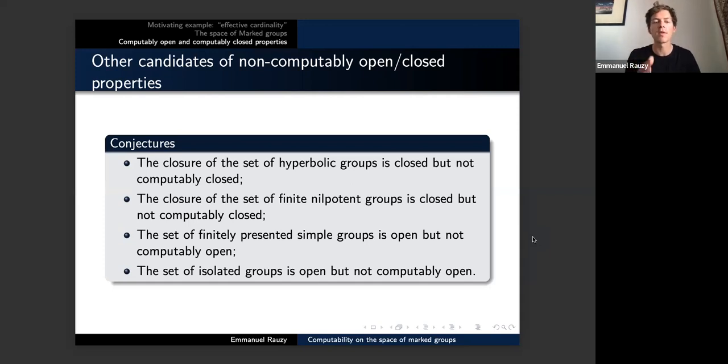Let me just remark that the conjecture about finitely presented simple groups is very much related to the conjecture which says that this set of finitely presented simple groups is probably not recursively enumerable. And this is also related to the Boone-Higman conjecture, and it attracts a lot of our attention these days, but we still don't know whether or not this is the case.